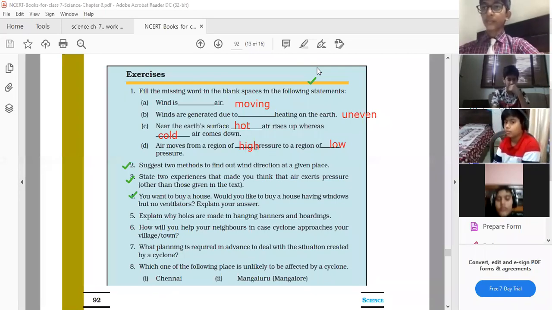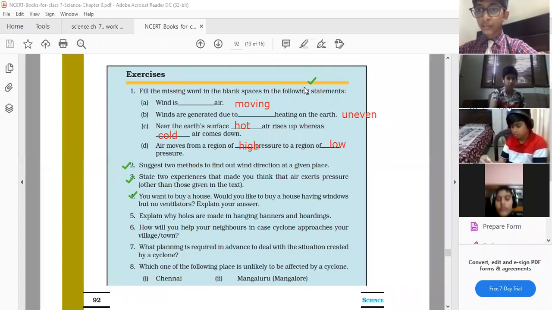Okay, next question number 5. Kindly raise your hands. Explain why holes are made in hanging banners and hoardings.